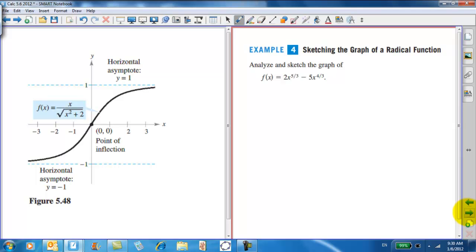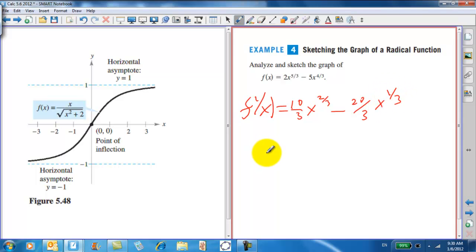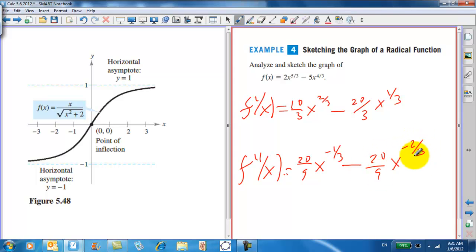Here's another radical function. Here it's easy enough to do the derivatives because you can just use the power rule here, bring the 5/3 down so you get 10/3 x to the, subtract 1 from this and you get 2/3, minus bring the 4/3 down, you get 20/3 x to the 1/3. So you got our first derivative there. And the second derivative, bring the 2/3 down, you get 20/9 x to the negative 1/3 minus 20/9 x to the negative 2/3.